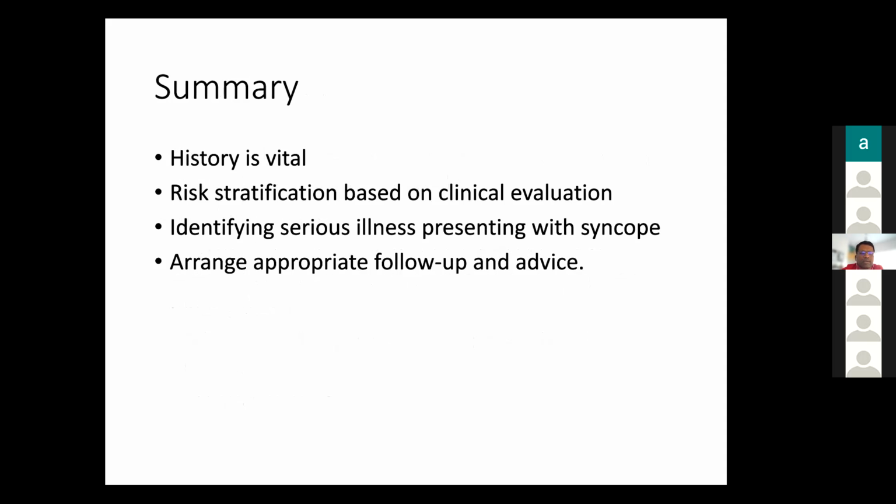So history is vital. Risk stratification is based on clinical evaluation. What do you see, and what is the patient's functional status? What is their occupation, and how did it happen? Did this episode lead to secondary problems like injuries, for example while driving, leading to an RTC? That's very important, because young patients with non-sustained VT and an underlying disorder can have a serious RTC.